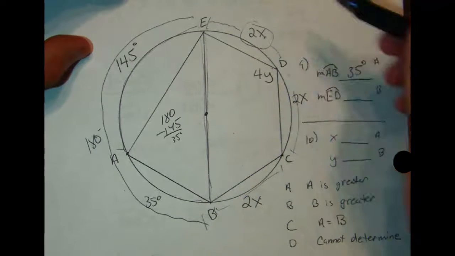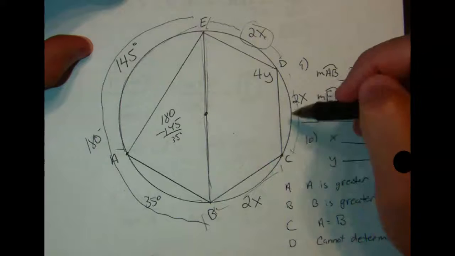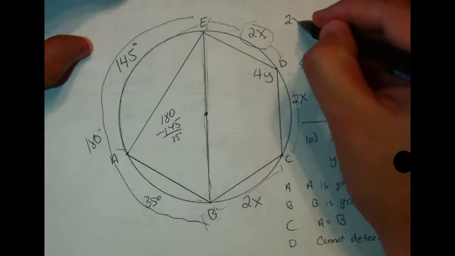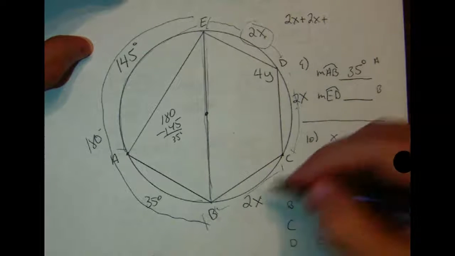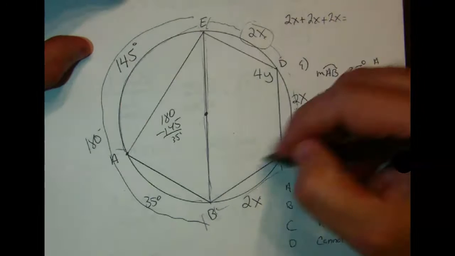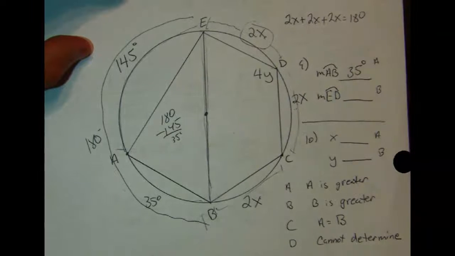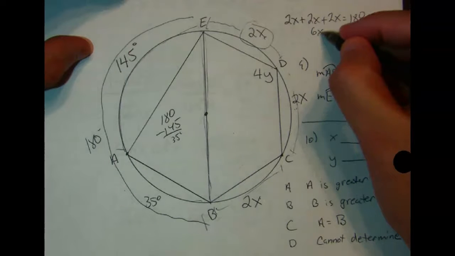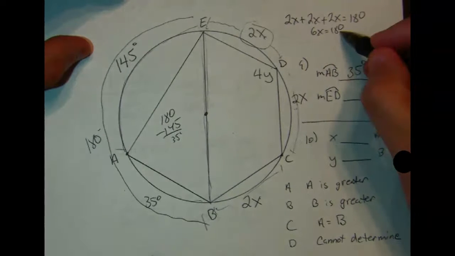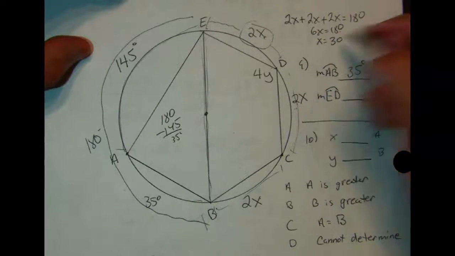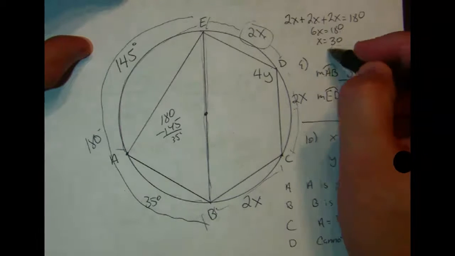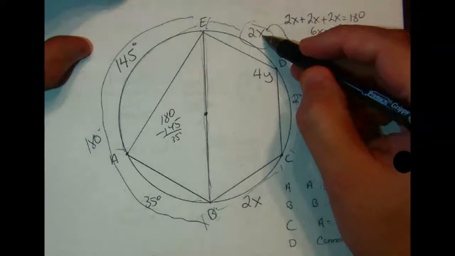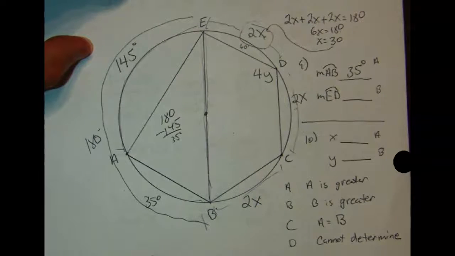To solve for x, we can add the three arcs together. So I would have 2x plus 2x plus 2x is equal to 180. 2x, 2x, 2x is 6x. 180 divided by 6 is 30. So x is 30, plug it in, you have 2 times 30, which is 60.